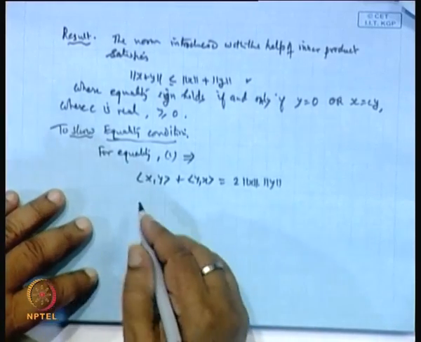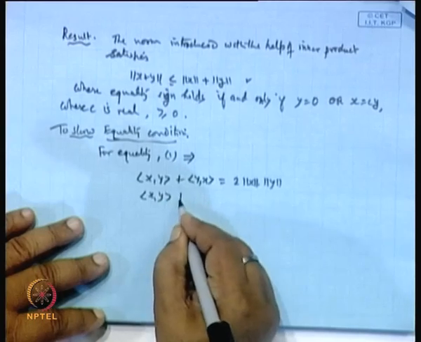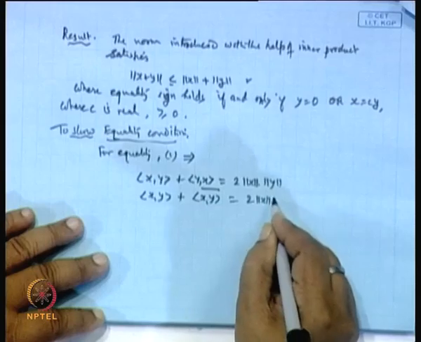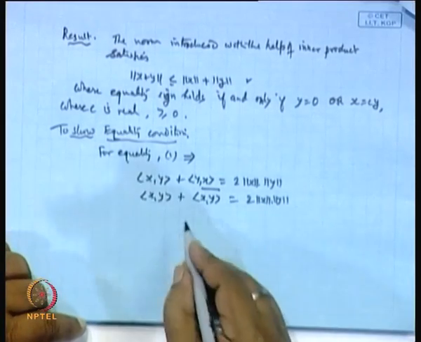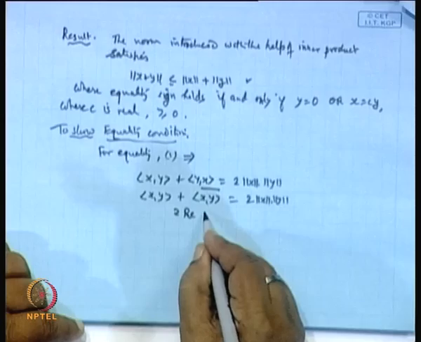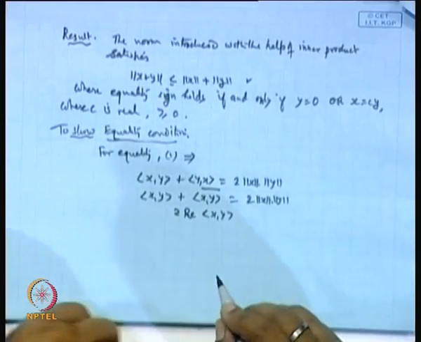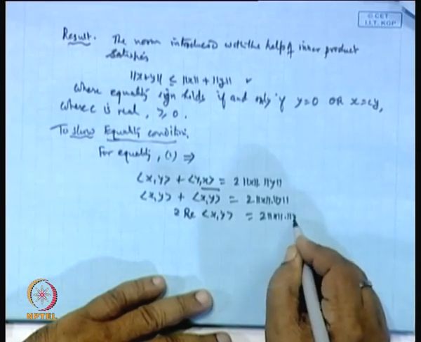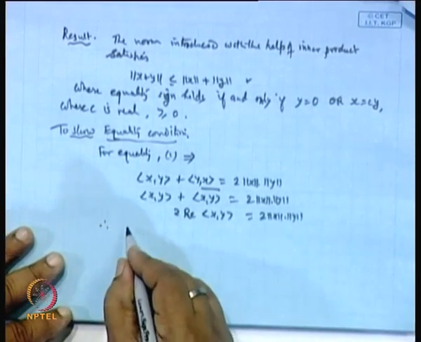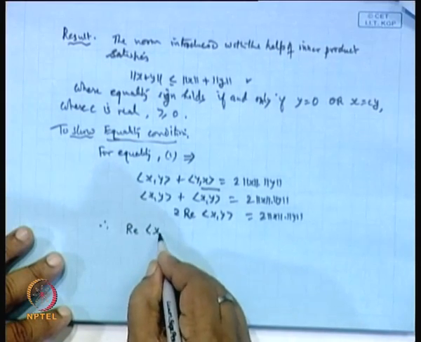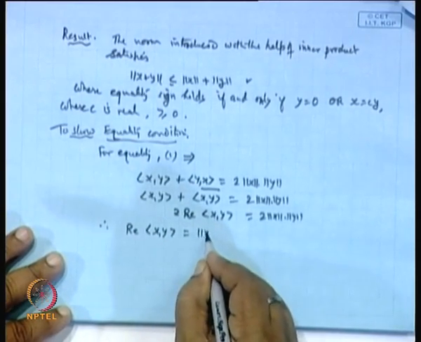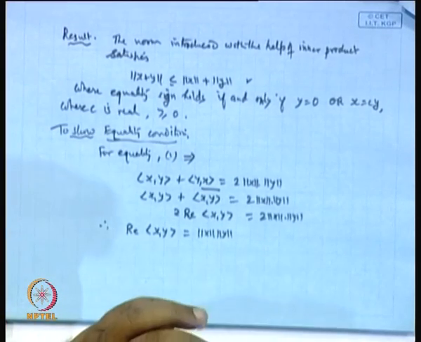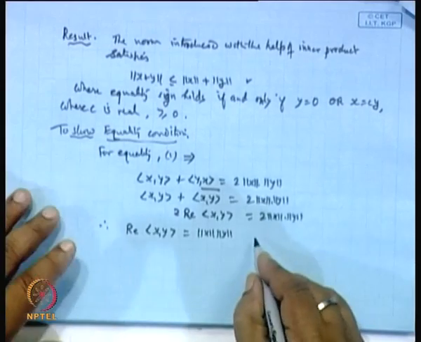But is it not the same as inner product x, y plus conjugate of inner product x, y, which is 2 times norm x into norm y, and this is equal to 2 times the real part of inner product x, y, which is equal to 2 times norm x into norm y. So, this shows the real part of this inner product is the same as norm x into norm y. Is it clear?